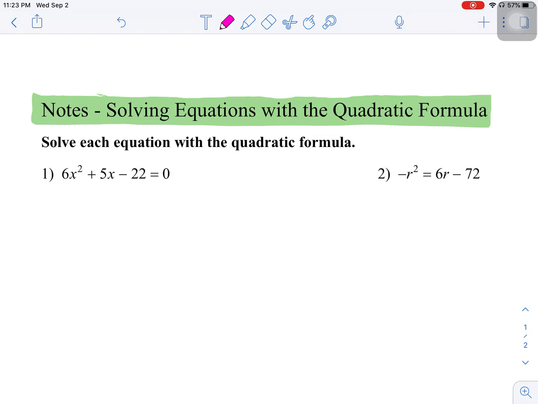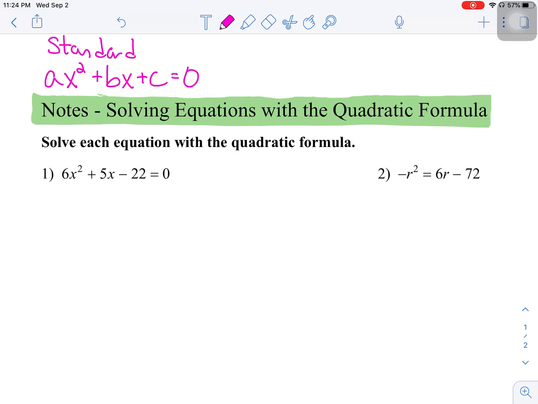In this video, I'm going to show you how to use the quadratic formula to solve equations. Before we start any actual examples, I need to remind you of a couple things. The first thing I want to remind you about is something called standard form. A quadratic equation can be written in standard form if it is in the form ax squared plus bx plus c is equal to 0.